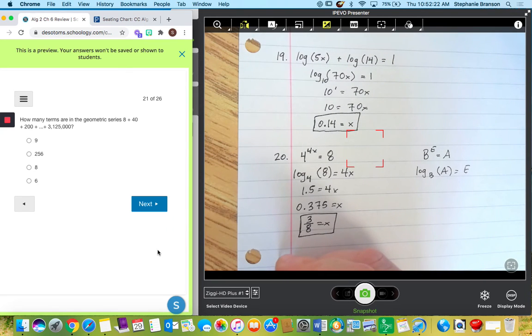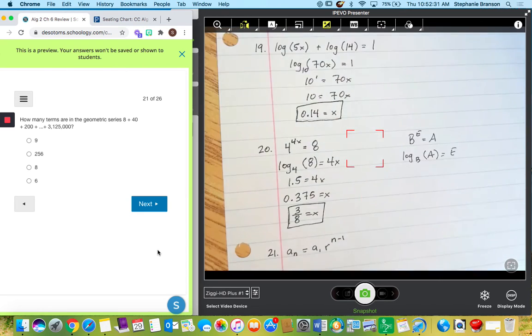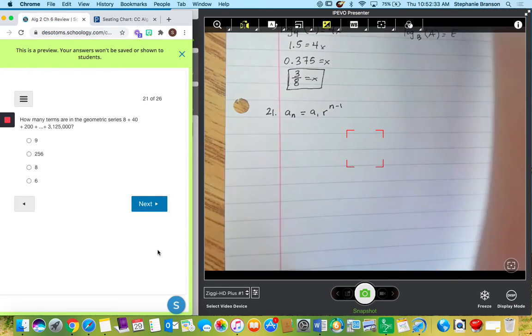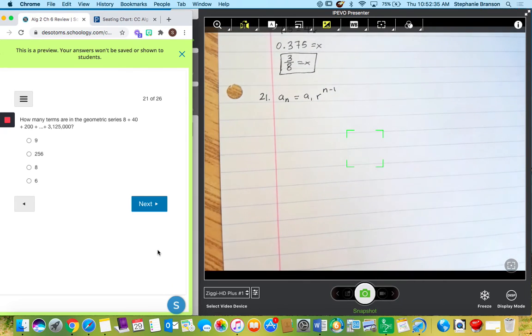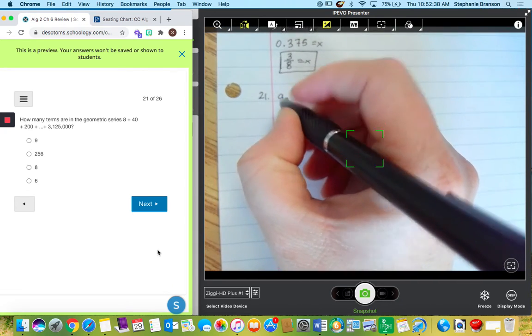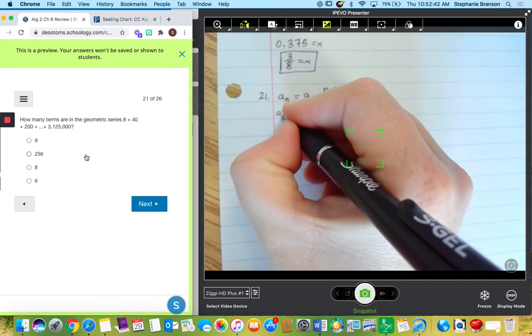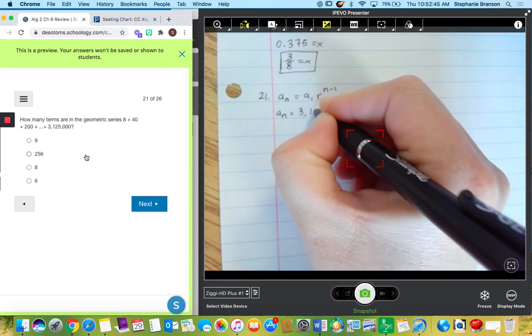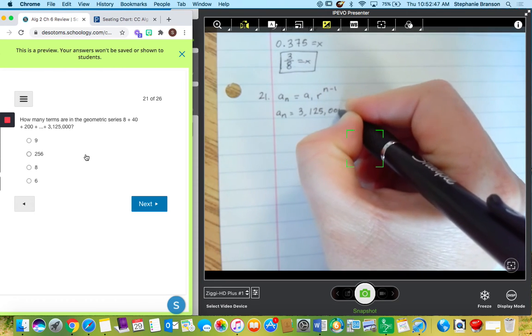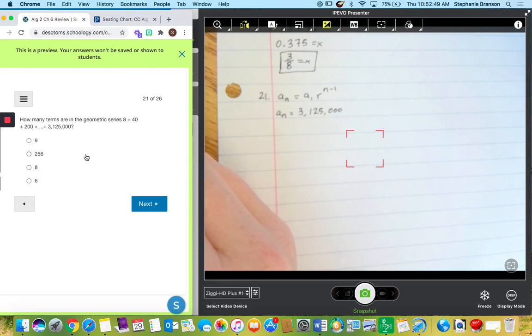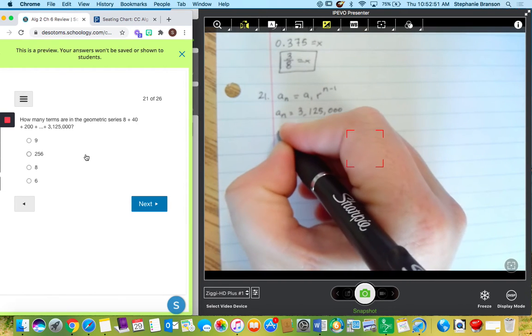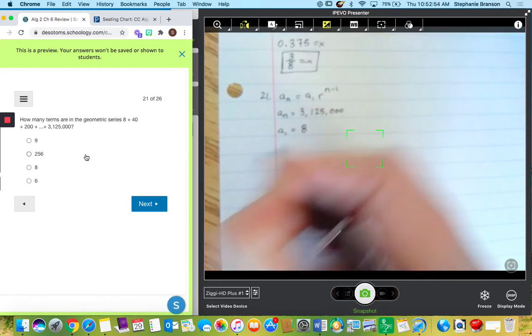So in order for me to figure that out, I'm using the formula a sub n is equal to a sub 1 times r raised to the n minus 1. Remember, I am going to give you all these formulas tomorrow. So, a sub n is your last term. Our last term in this whole series is 3,125,000. My first term in this series is 8.